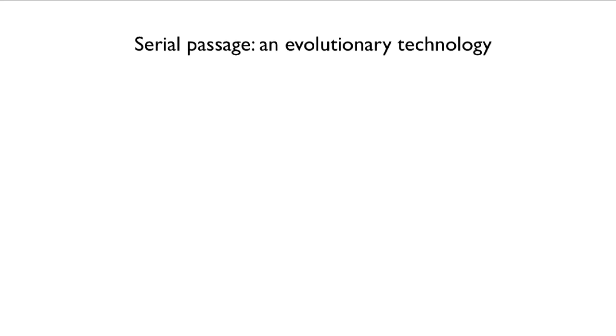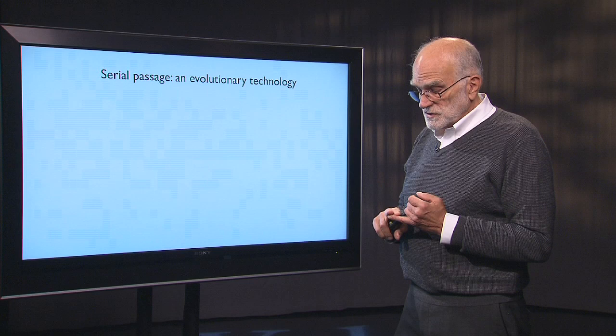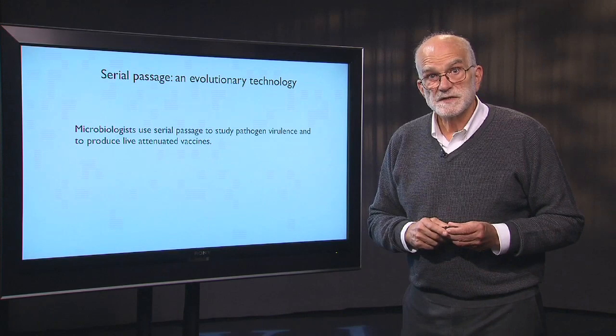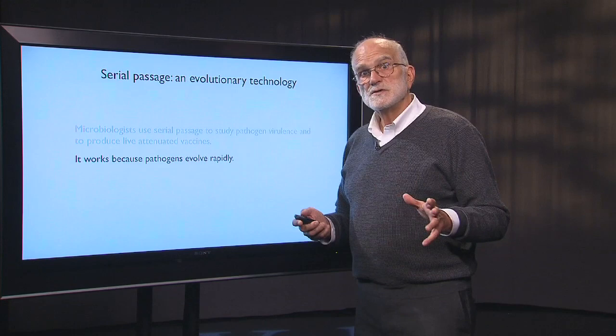Okay, how is that done? How do you produce an attenuated live virus vaccine? An attenuated live vaccine, such as, say, the yellow fever vaccine or the Sabin oral polio vaccine, is produced by serial passage. Microbiologists have used serial passage for a long time to study pathogen virulence. And it works because pathogens evolve really quickly.